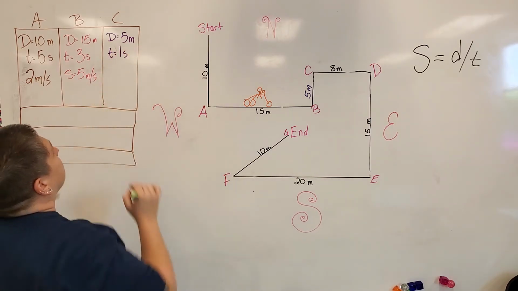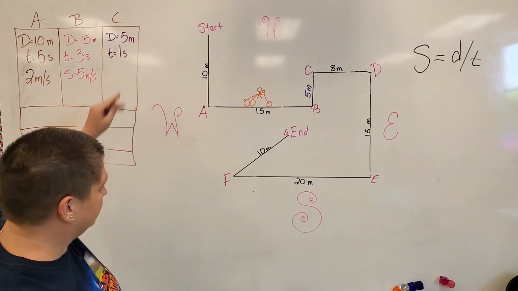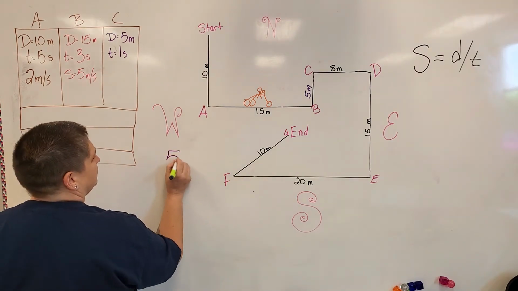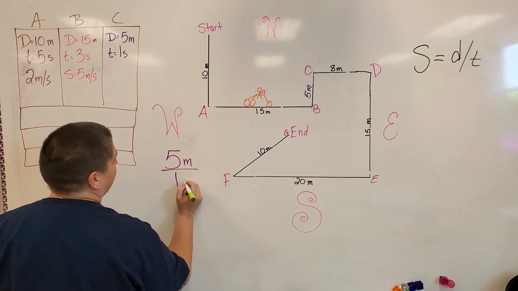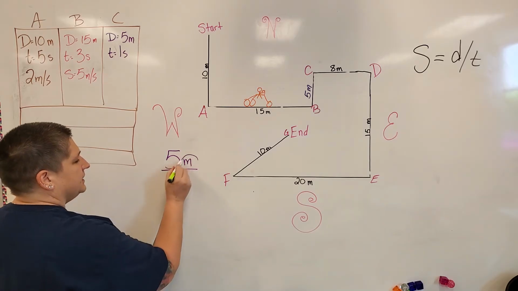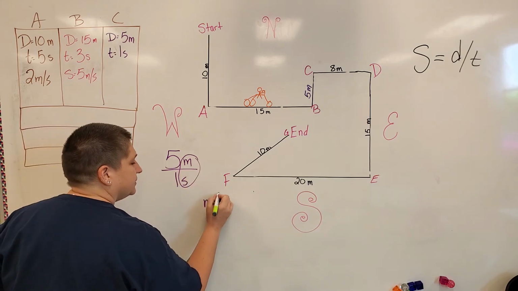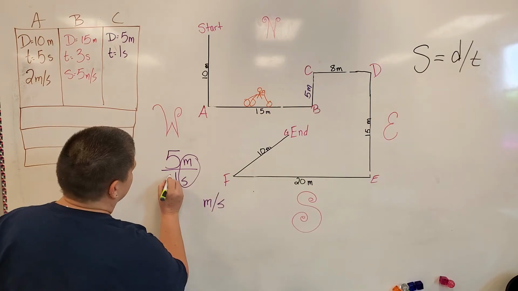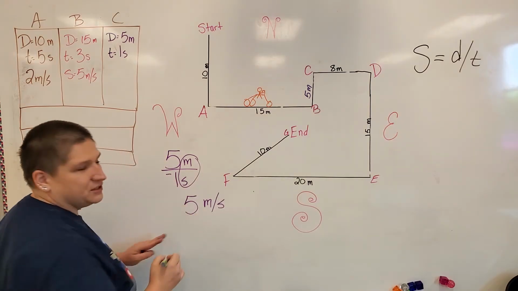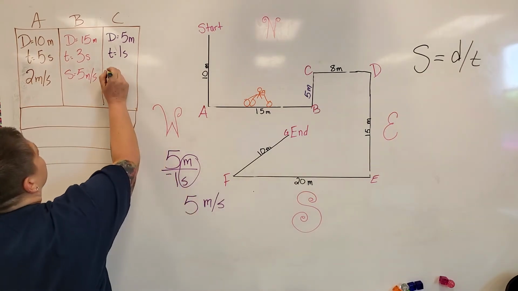1 second. So what's my speed? My distance is 5 meters. It only took me 1 second to go that far. I'm going to take my meters per second. How many times does 1 go into 5? 5 times. So I have my 5 meters per second. That's my speed.